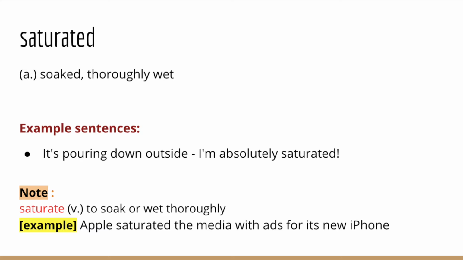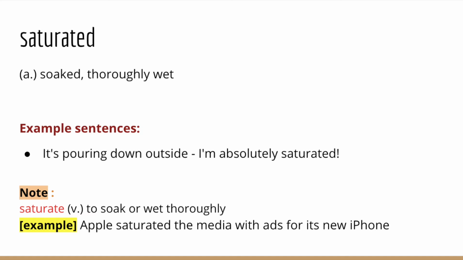S-A-T-U-R-A-T-E-D. Saturated means soaked, thoroughly wet. The example sentence here is, it is pouring down outside. I'm absolutely saturated. It's pouring down means it's raining heavily. So it's pouring down outside means it's raining heavily outside.